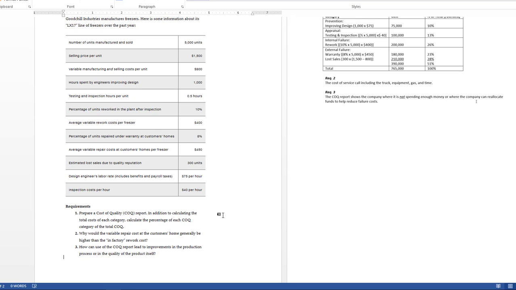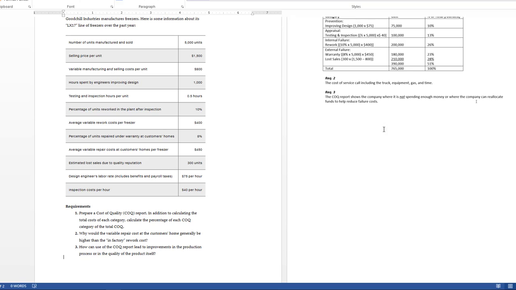In addition to calculating the total cost of each category, we'll also calculate the percentage of each as of the total. Number 2 is a question such as, why would the variable repair cost at the customer's home generally be higher than the in-factory rework cost? And number 3, how can we use the cost of quality report? How can the use of the cost of quality report lead to improvements in the production process or in the quality of the product itself?